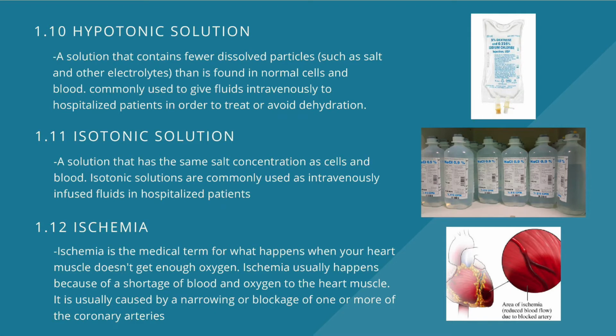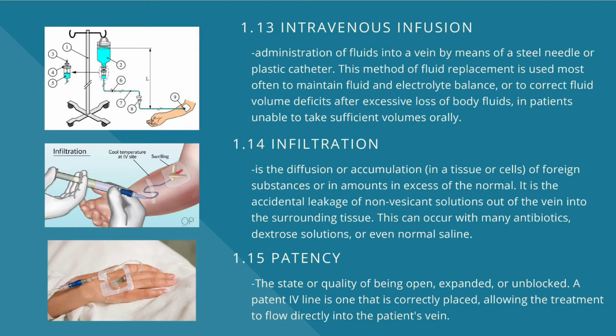Ischemia. Ischemia is a medical term for what happens when your heart muscle doesn't get enough oxygen. Ischemia usually happens because of a shortage of blood and oxygen to the heart muscle. It is usually caused by a narrowing or blockage of one or more coronary arteries. Intravenous infusion. Administration of fluids into a vein by means of a steel needle or plastic catheter. This method of fluid replacement is used most often to maintain fluid and electrolyte balance, or to correct fluid volume deficits after excessive loss of body fluids in patients unable to take sufficient volumes orally.